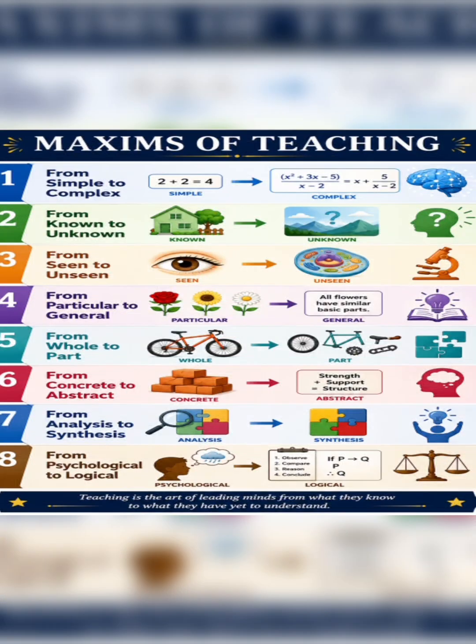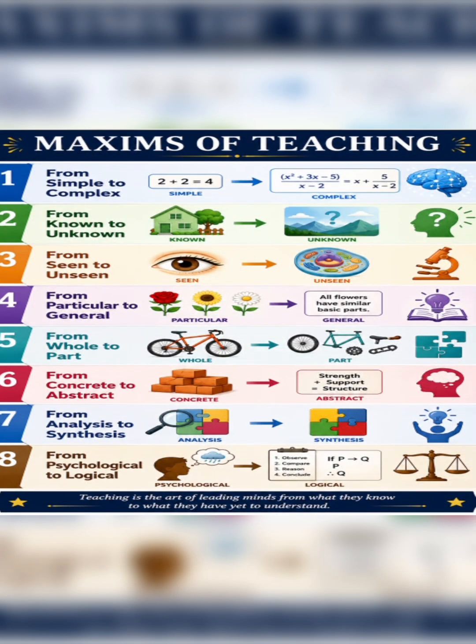Number 2. From known to unknown. Always anchor new ideas to something they already understand. If you are introducing an unfamiliar concept, link it back to their home, their daily lives, or their current environment first, then step out into the unknown.